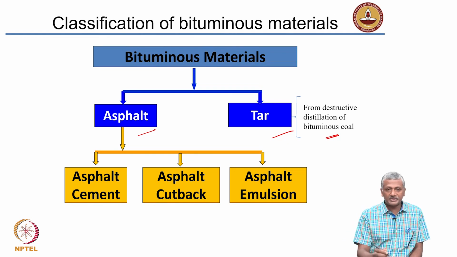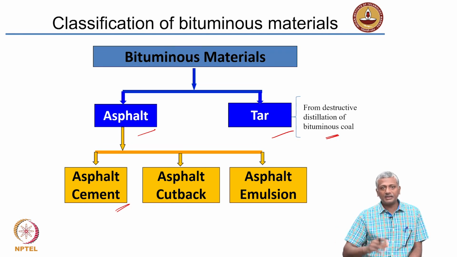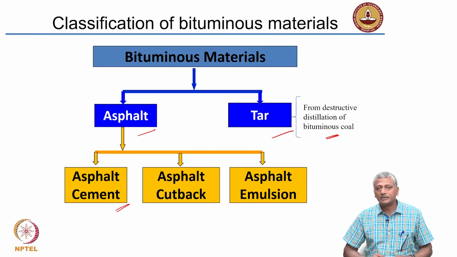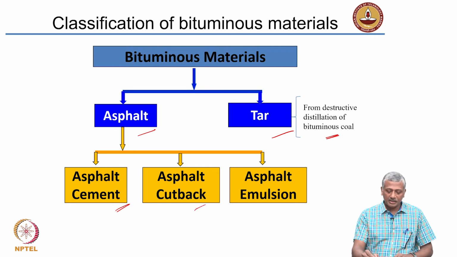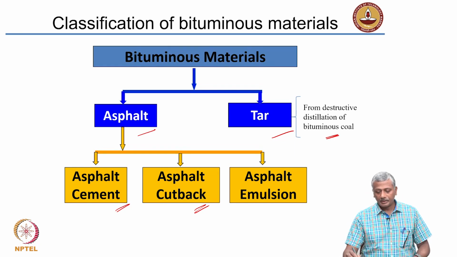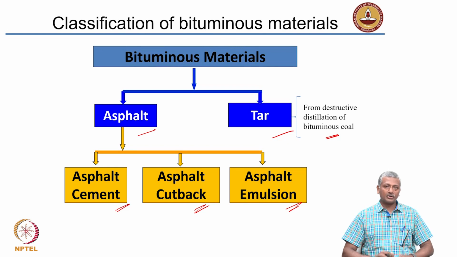So, asphalt basically can be asphalt cement, where it is heated up, okay, and then it serves to reduce the viscosity and leads to a proper mixing with the aggregates and forms the pavement surface, or it can be a cutback where it is immersed or dissolved in an organic solvent. Emulsion is when it is suspended in water. So, these are the ways in which you can use asphalt or bituminous materials.